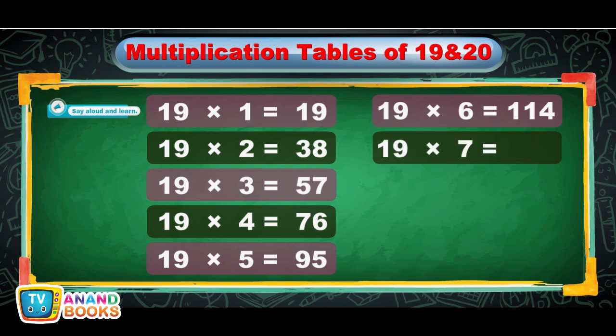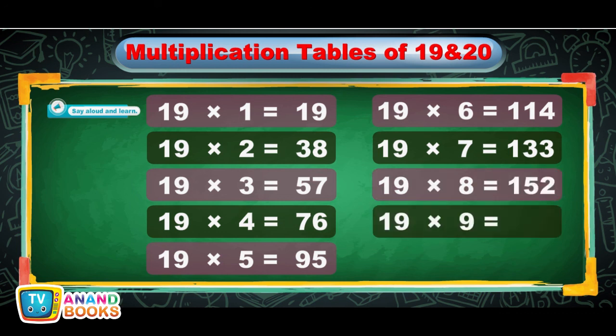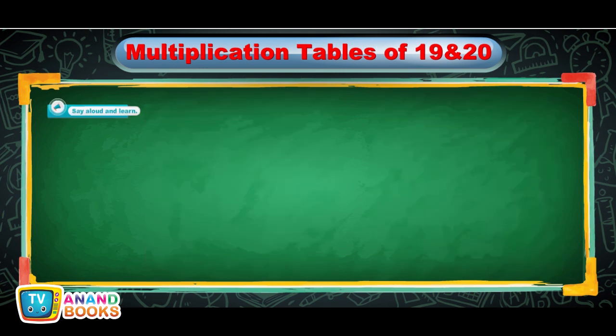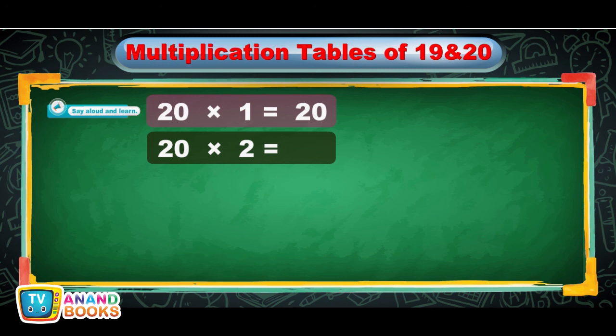19 sevens are 133. 19 eights are 152. 19 nines are 171. 19 tens are 190. Say aloud and learn. 20 ones are 20. 20 twos are 40.